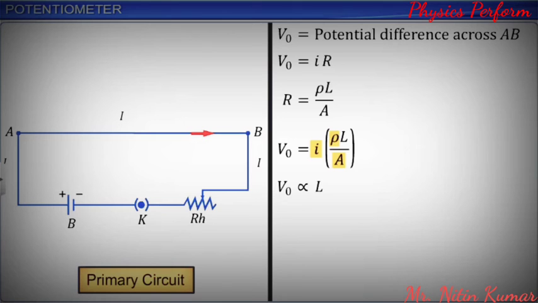Thus, the ratio V0 to L is constant and is referred to as potential drop per unit length, phi, of the potentiometer and is measured in volt per meter. Hence, we have V0 is equal to phi L. Let this be equation 1.